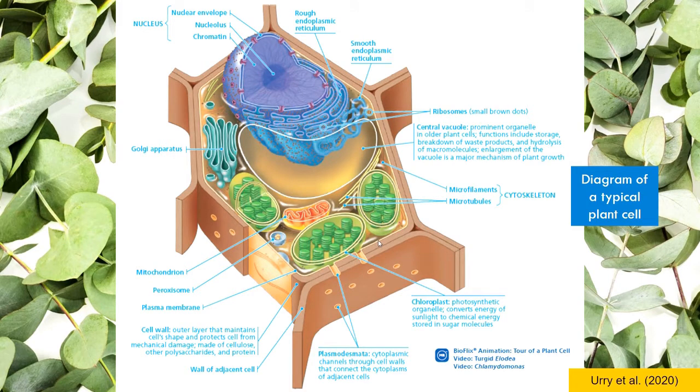This is a diagram of a typical plant cell. If you still remember your lesson in biology, the major parts of a typical cell include the cell membrane, the cytoplasm, where you can find the suspended organelles, and the nucleus. Those are the three major parts of a typical cell. But in plants, we have several adaptations and modifications that allow them to survive in their environment.